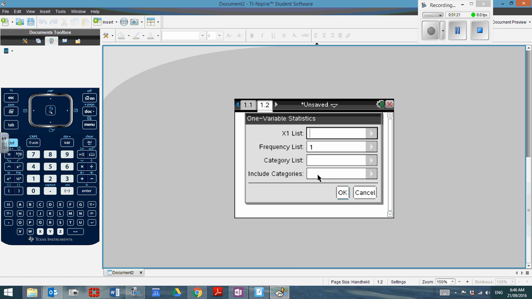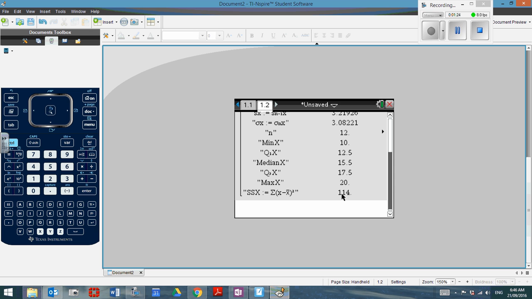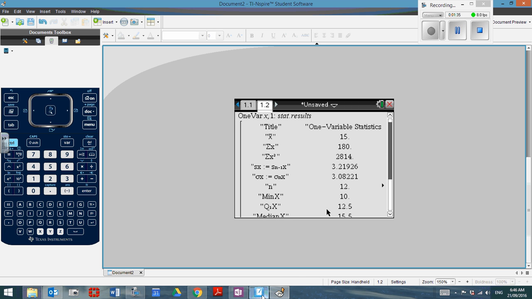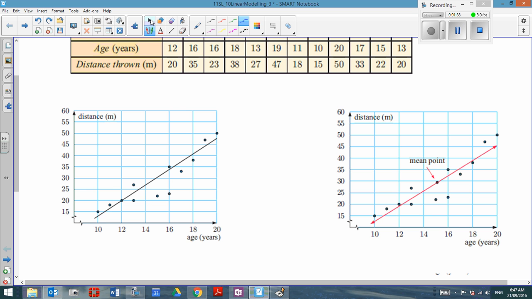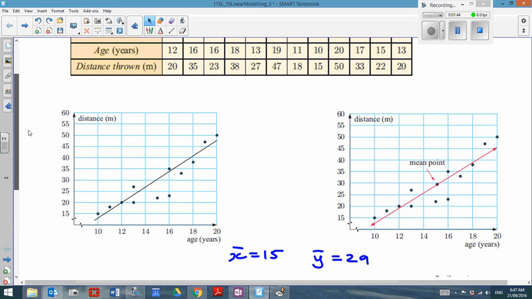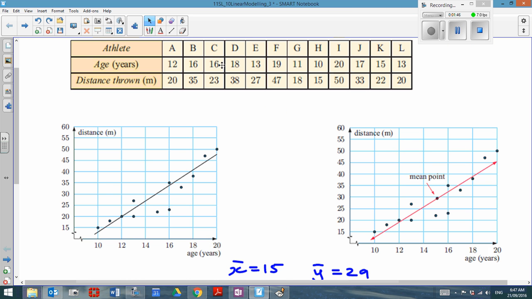So let's go ahead and look at the average for our X, which winds up being 15. And then if we run the same statistics for Y, we will wind up finding that our average is 29, excuse me. All right, so just looking at our age, average looks to be about 15, distance thrown 29, that seems correct. If we plot that point, we wind up noticing that it is right here.